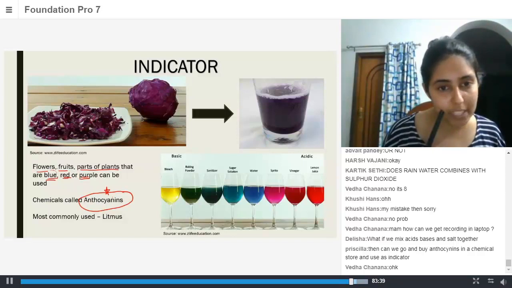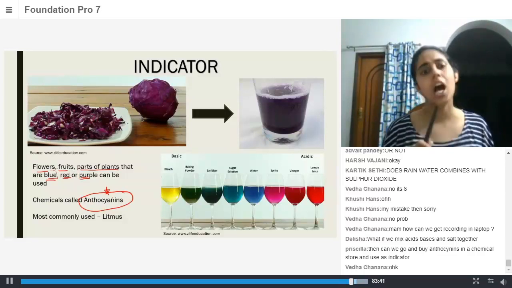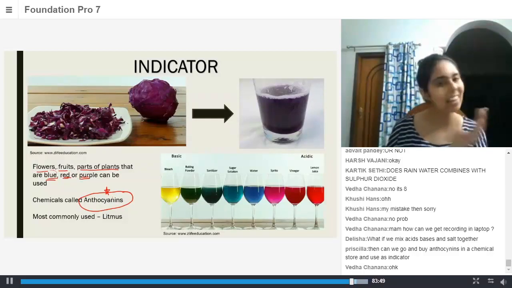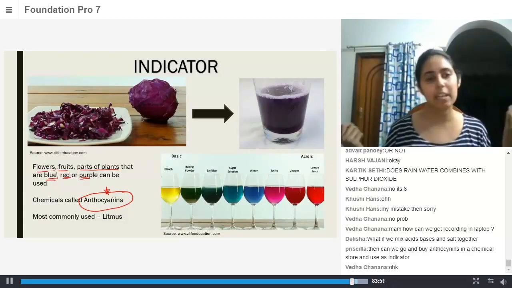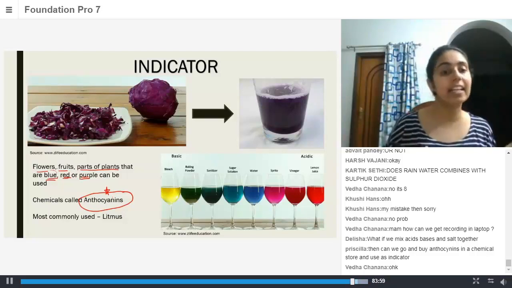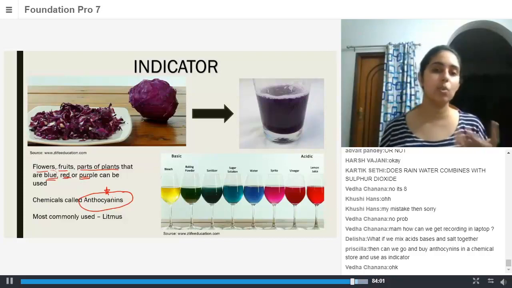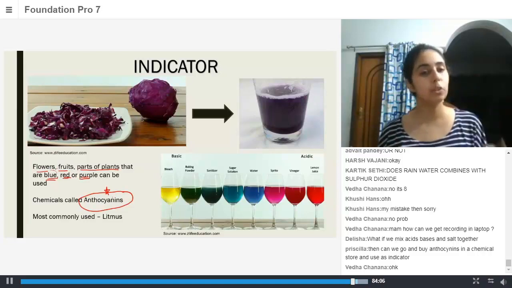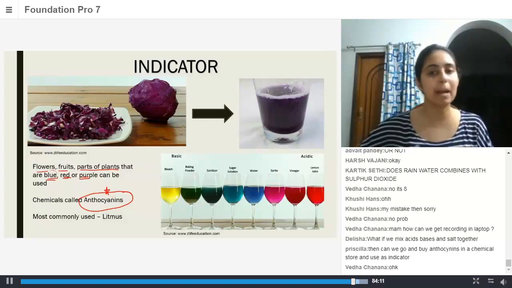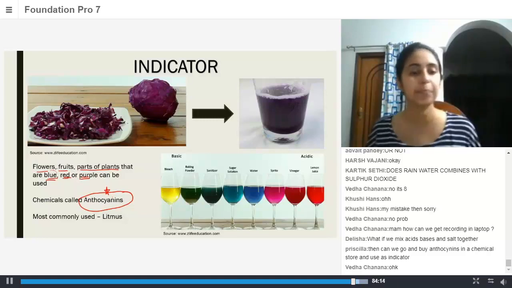Can we go buy anthocyanins in a chemical store and use it as an indicator? Yeah, you could do that, but I don't think they will specifically sell anthocyanins because they're not really used much in our day-to-day lives. If you want to try your own, litmus paper is a better indicator than anthocyanin. People usually get litmus solution. But if you want to try at home, just go to your grocery store, buy these vegetables or fruits and try it, okay?